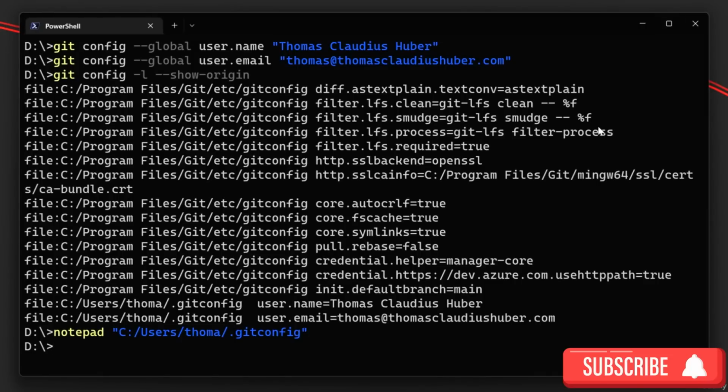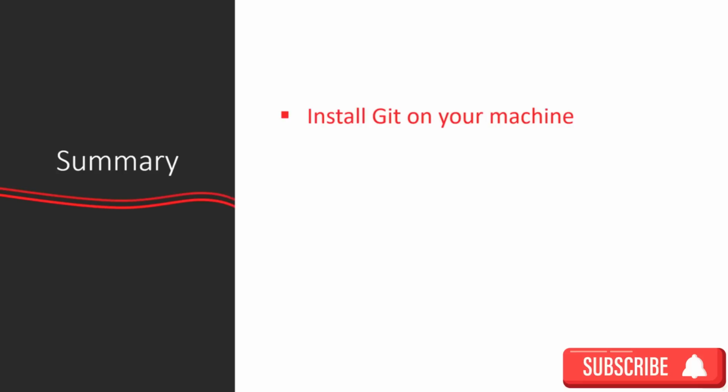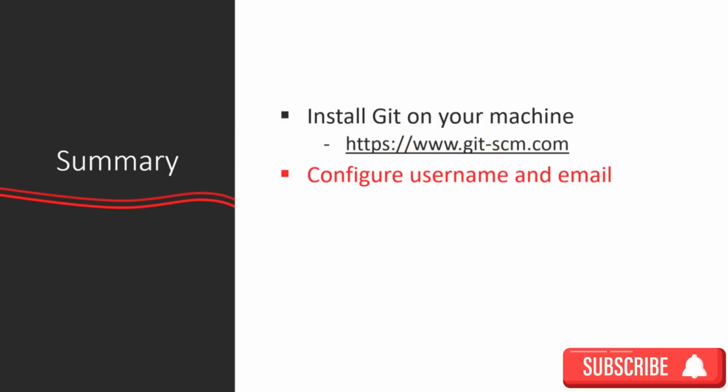Now let's wrap up what you have learned in this lesson. You learned in this lesson how to install Git on your machine. I showed you that you can download Git for your operating system from git-scm.com. In the last clip, you learned how to configure your username and your email with Git.